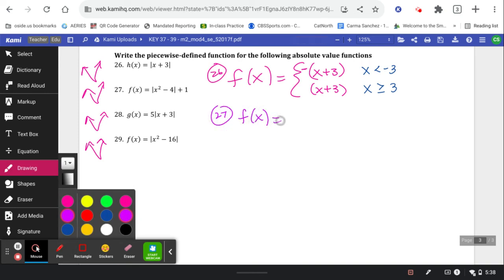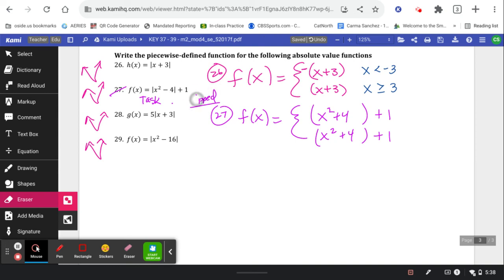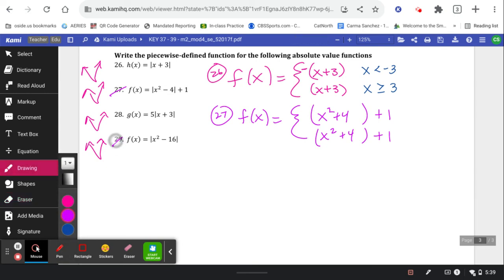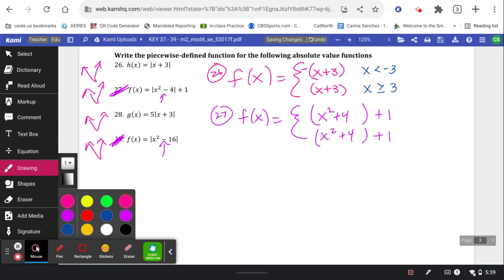Here comes number 27. F of x is equal to... I just noticed we don't even have to do number 27. This was from task 4.5 that we skipped because it was an honors task, or whatever the number of the task was. So we do not need to do number 27 on homework tonight. It's a quadratic absolute value. Don't worry about it. We are also not going to do number 29, the quadratic absolute value. So cross out 27 and 29. Yay, let's only do number 28.